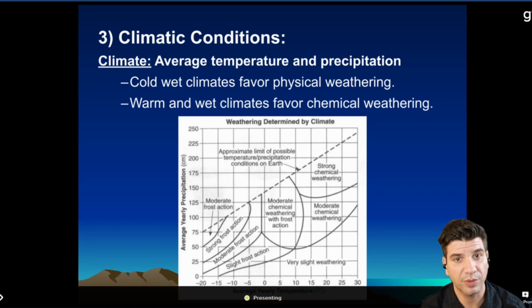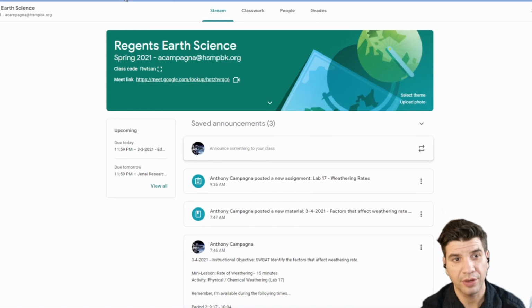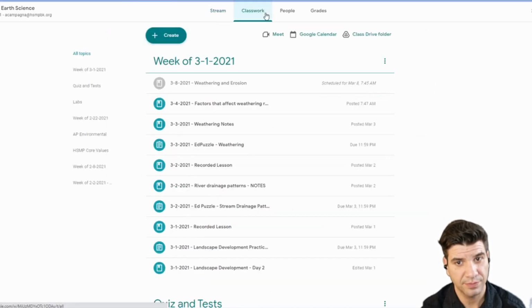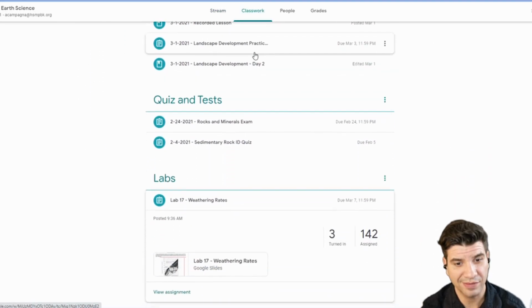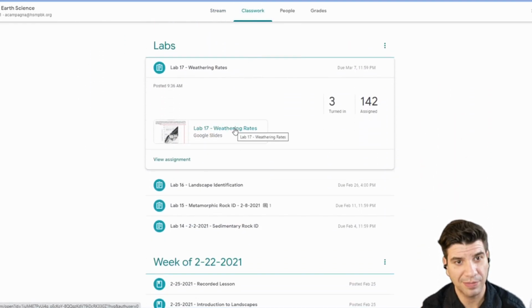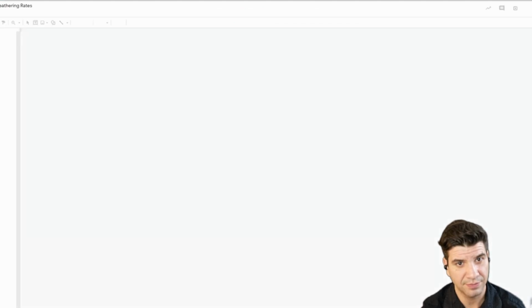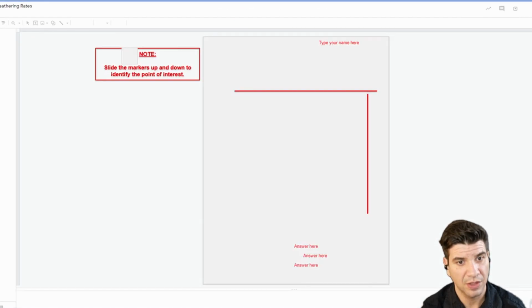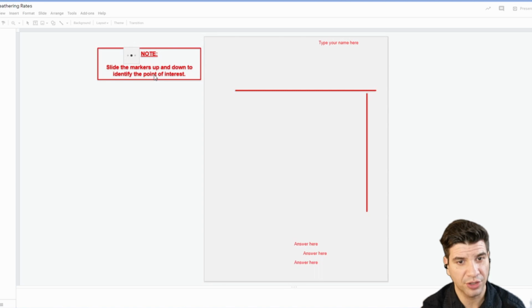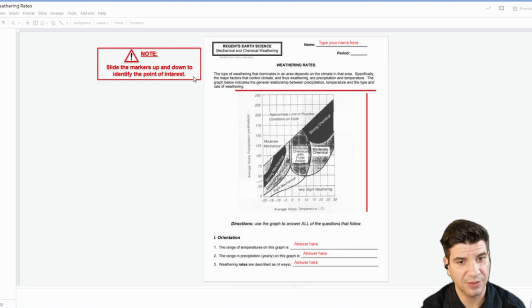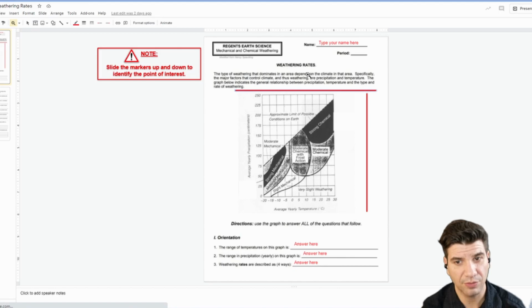So what we're going to do is open up our Google Classroom. We're going to click on classwork, go down to labs, and open up lab number 17. Okay, you'll notice I put this cute little message here. Slide the markers up and down to identify the point of interest and also left and right. So these are your markers, so we'll be moving these guys around. I'm going to zoom in a bit so it makes it a little more clear.